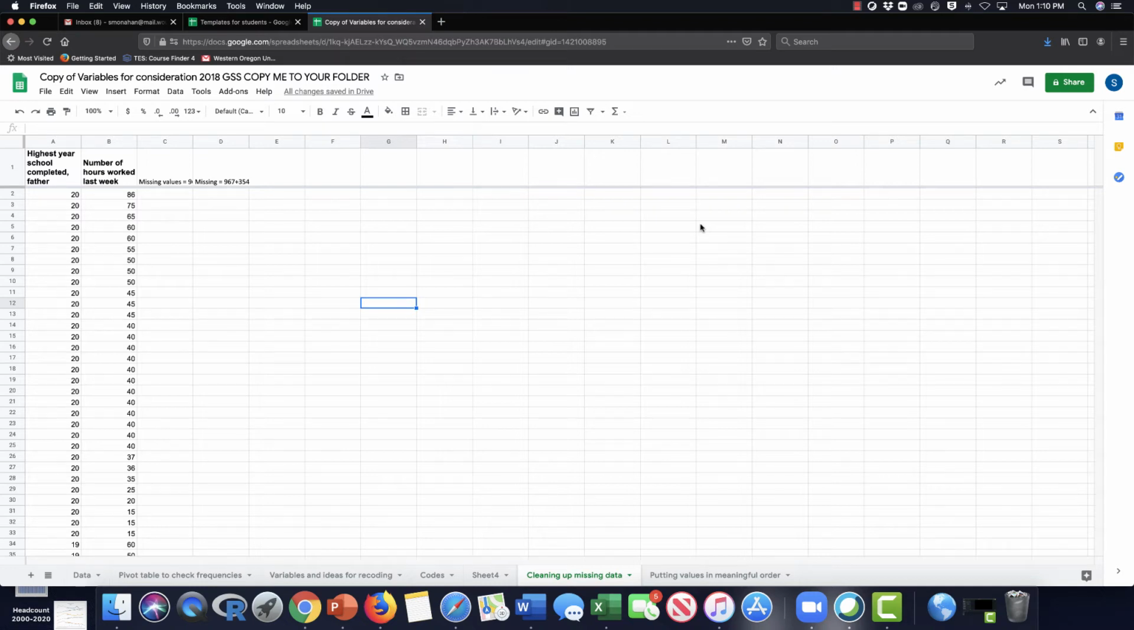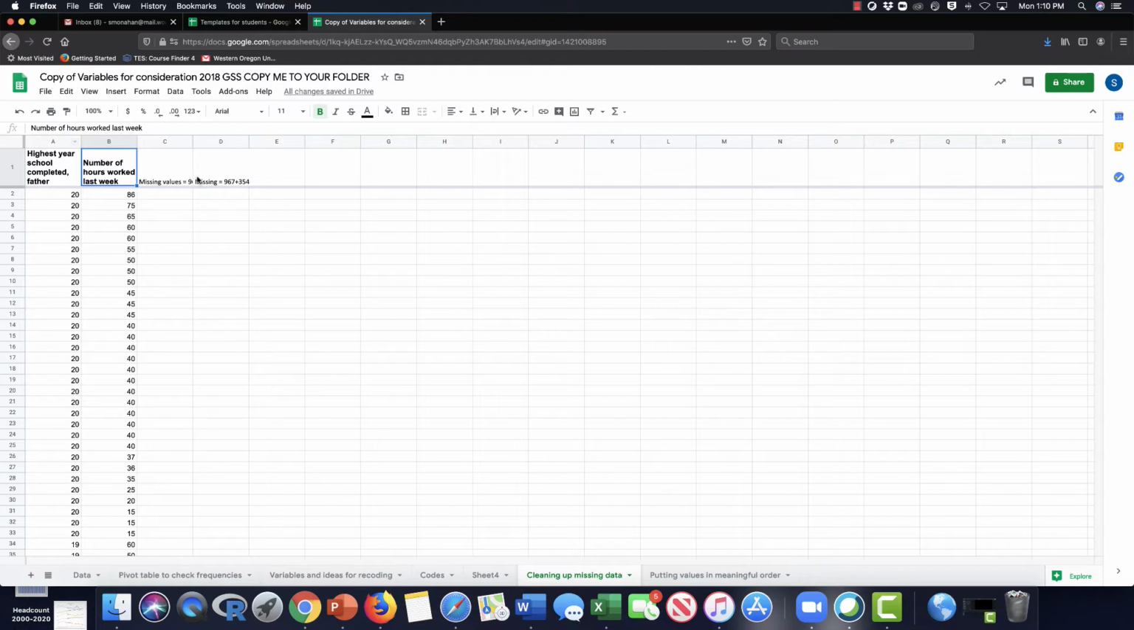Okay, so this video is going to walk through the estimating of the best fit line for two interval level variables. So I've kept my highest year of school completed for the father and the number of hours worked last week for the respondent. And we're going to see if these two variables are related to each other. I have already cleaned up the missing data, so that's a good thing.